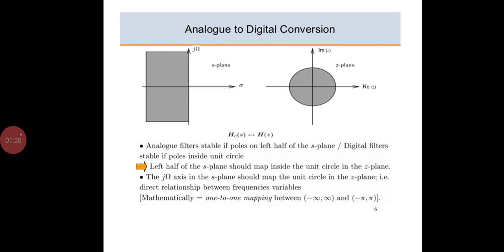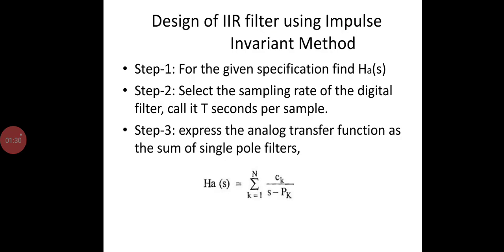Therefore, the system is said to be stable if all the poles lie on the left half of the S-plane, and in the digital domain the poles must lie inside the unit circle. Now we can see the designs one by one.